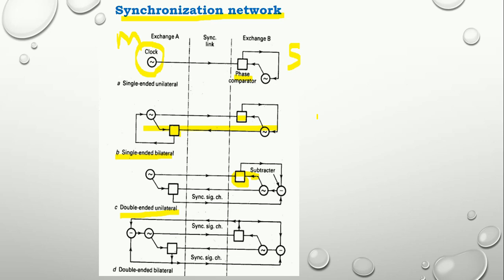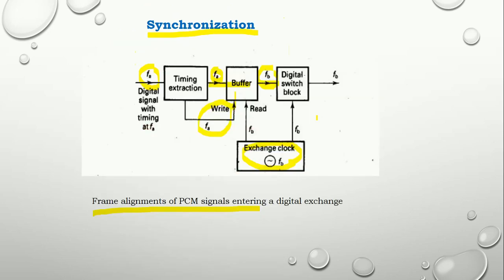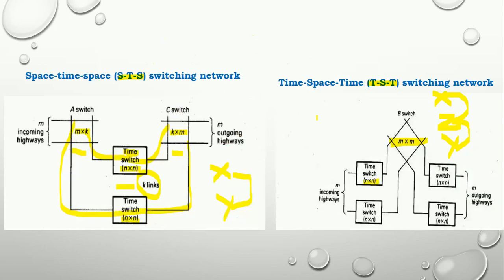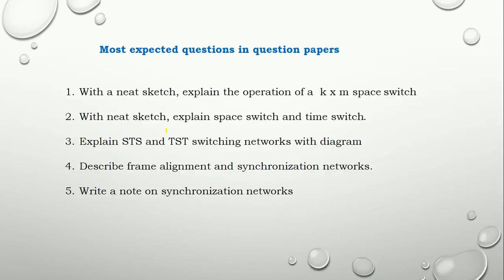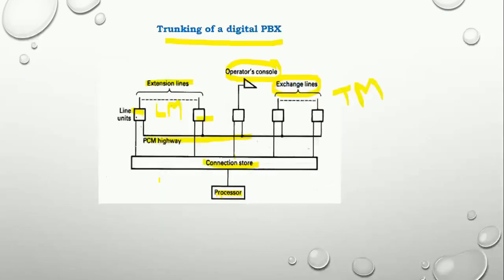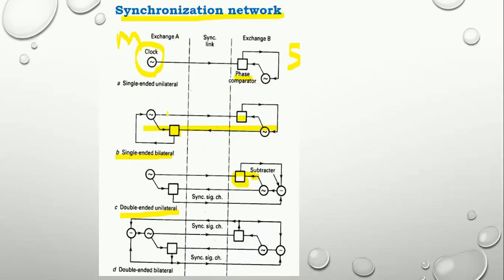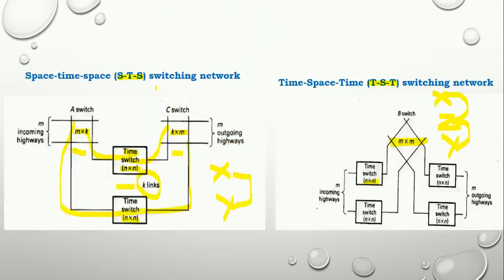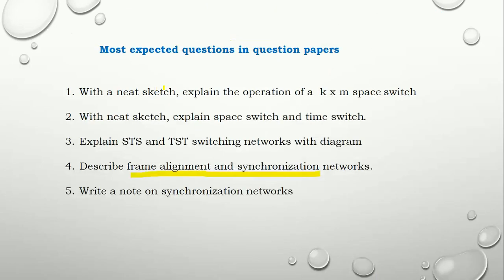So these types of revisions are needed whenever you have to remember the diagram. So please try to understand and please try to go through the questions. The major confusion is between the synchronization network and frame alignment. Frame alignment means you need to write this network, and synchronization network means you need to write single-ended unilateral and bilateral. So try to go through the questions, remember the questions, try to match the answer. Thank you.